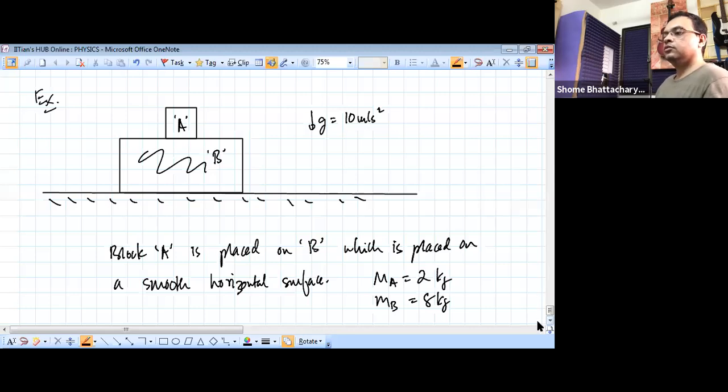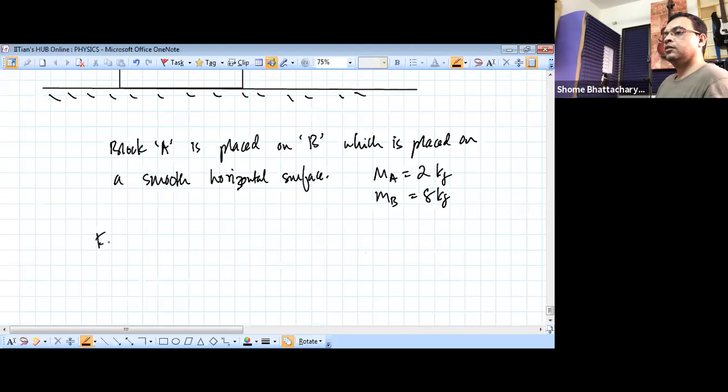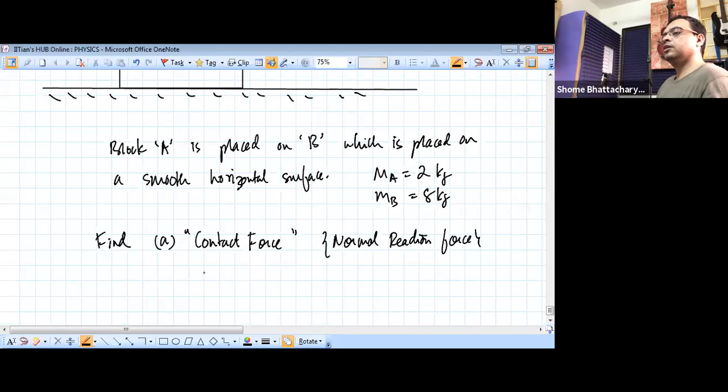So what we want to do is now we want to find the contact force, or what we also call the normal reaction force applied by A on B in newtons with direction indicated.